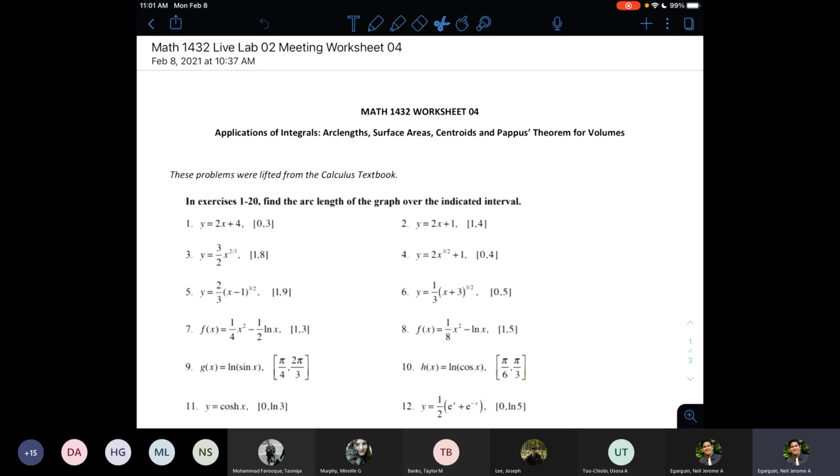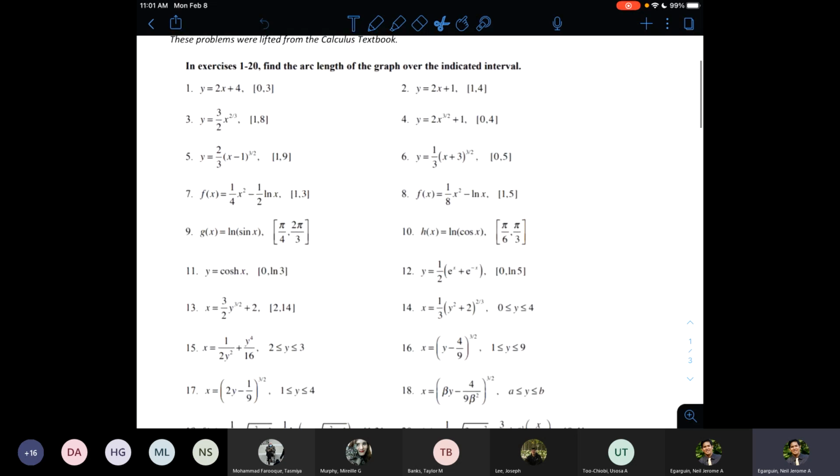I have worksheet number 4, a blank version uploaded on my website, but these are just a compilation of the problems from the calculus textbook because again, I'm not sure up to what level of difficulty you considered in the lecture, so I decided to stick with the ones in the textbook. So perhaps you can choose some exercises from here.